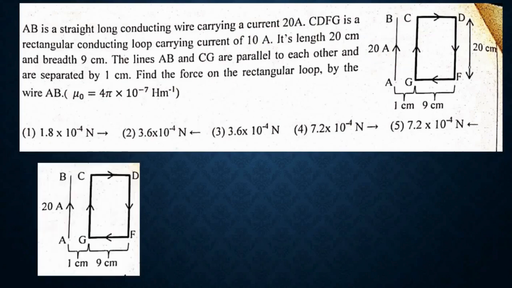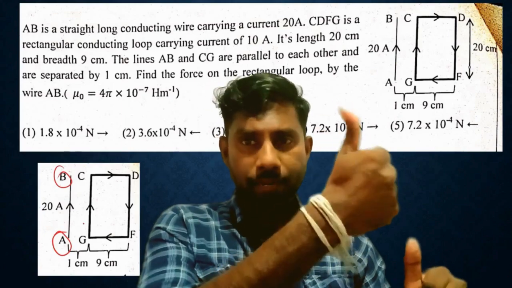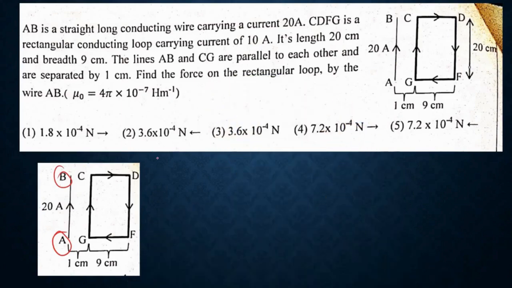So basically, what happens here is a magnetic field is created by the wire AB. So we need to apply the right hand grip rule to find the direction of the magnetic field. So from this, let's apply the right hand grip and we get the field on the wires.